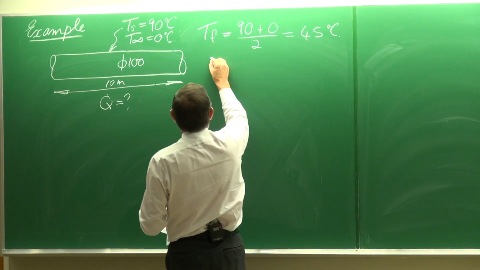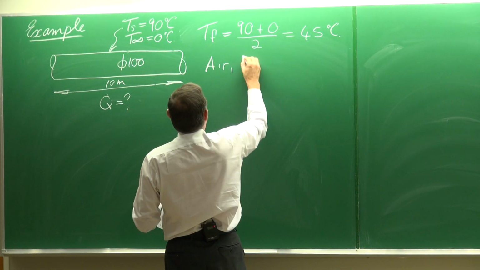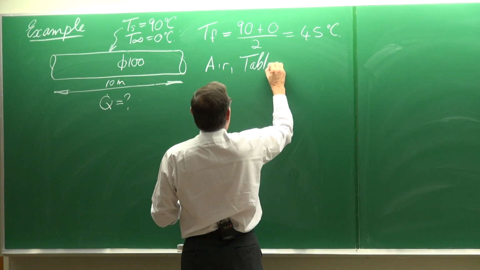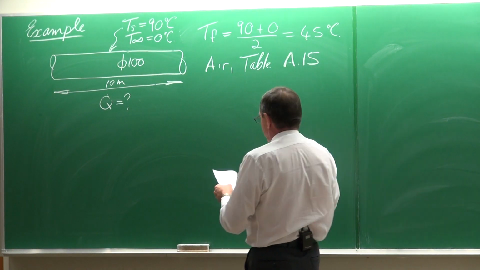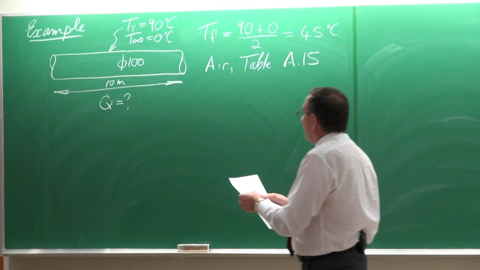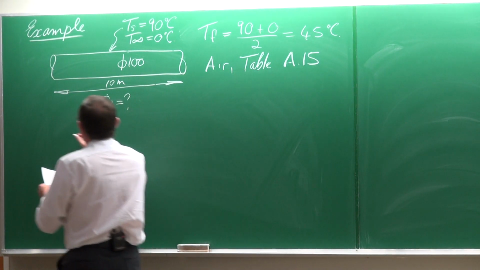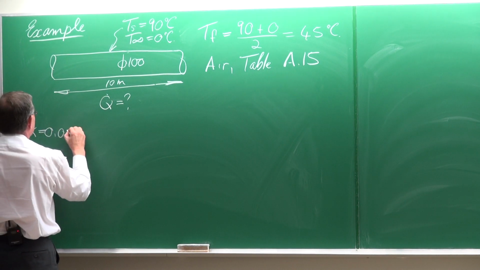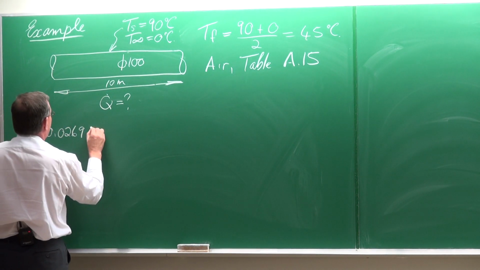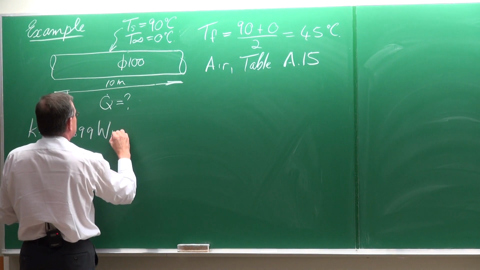Where do we get that? It is for air. You can get it in your textbook of Cengel and Ghajar in table A15. All the values are given. And these values are, firstly, a thermal conductivity k of 0.02699 watts per meter Kelvin.